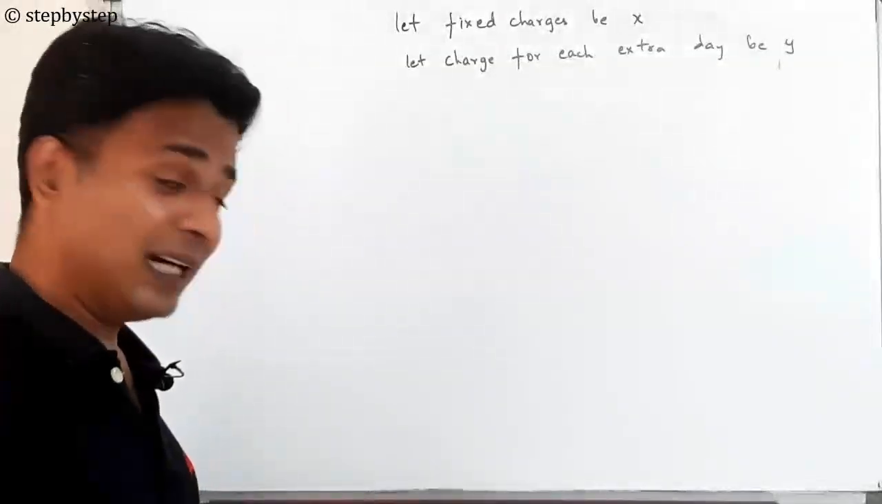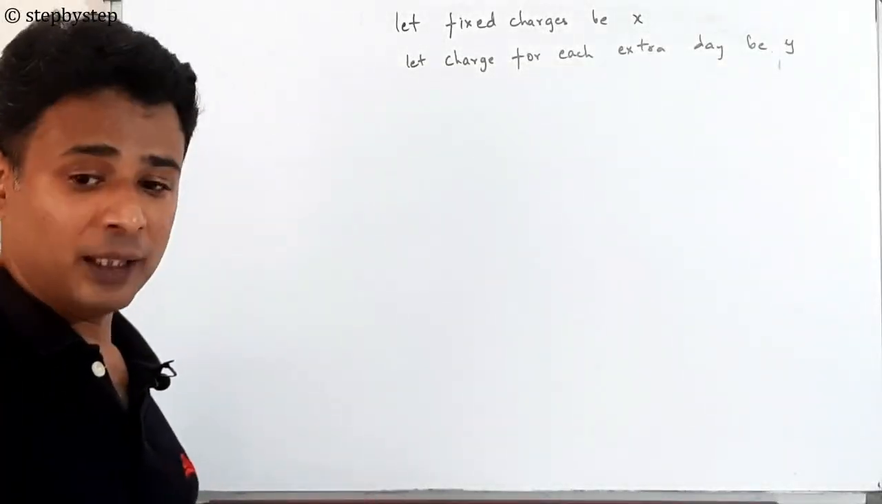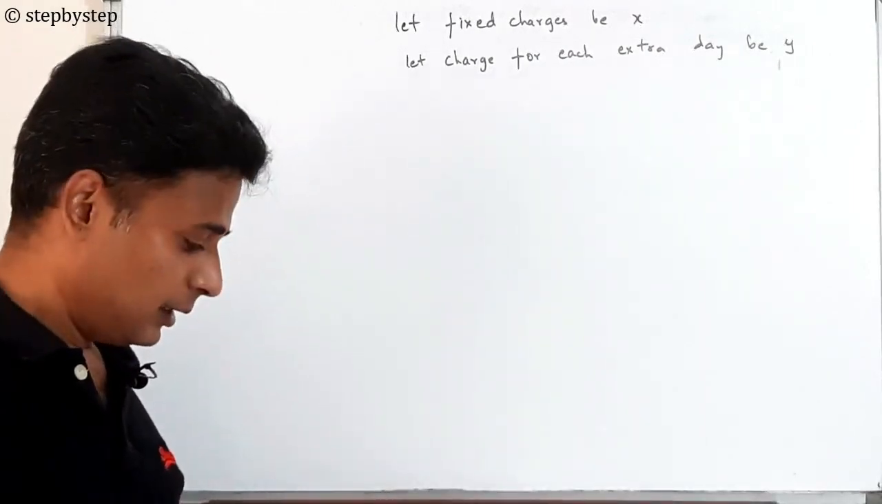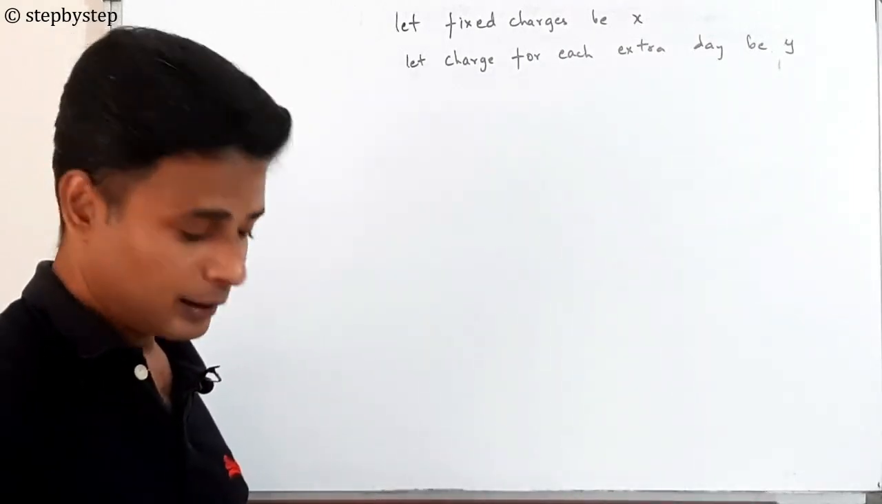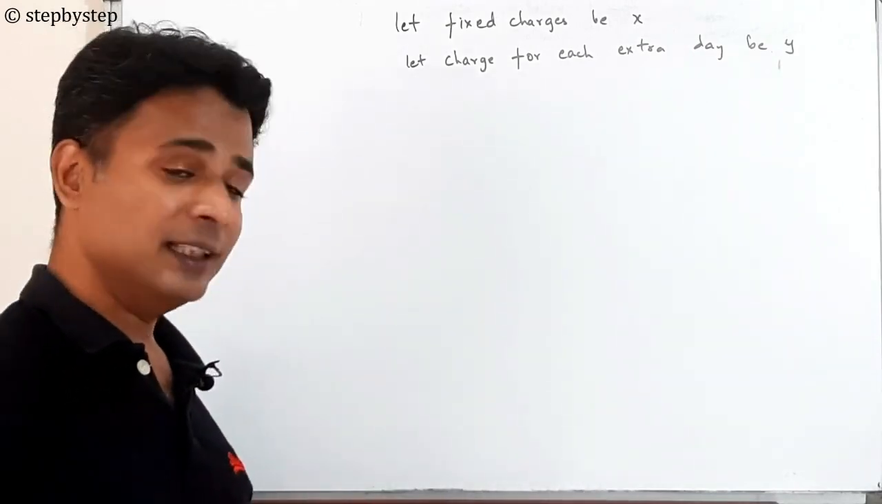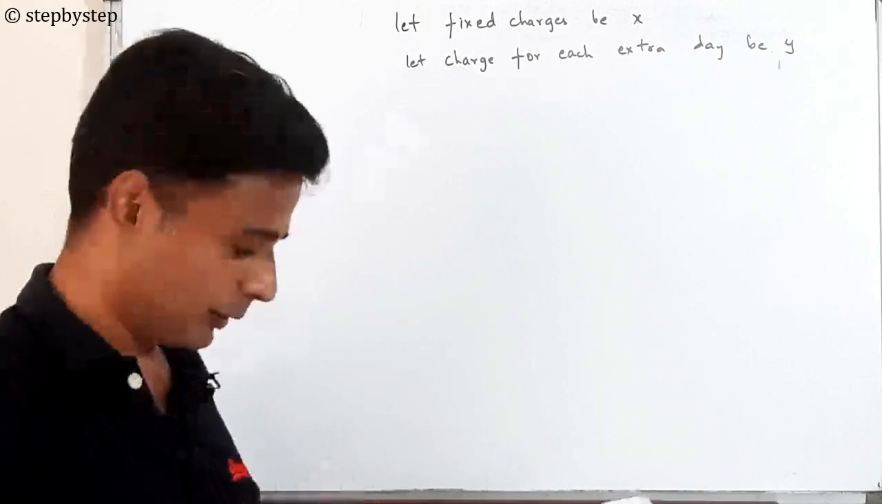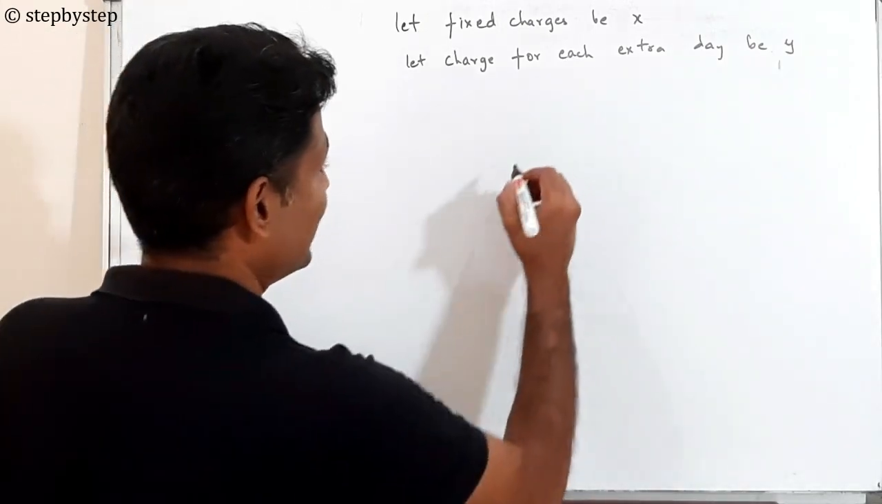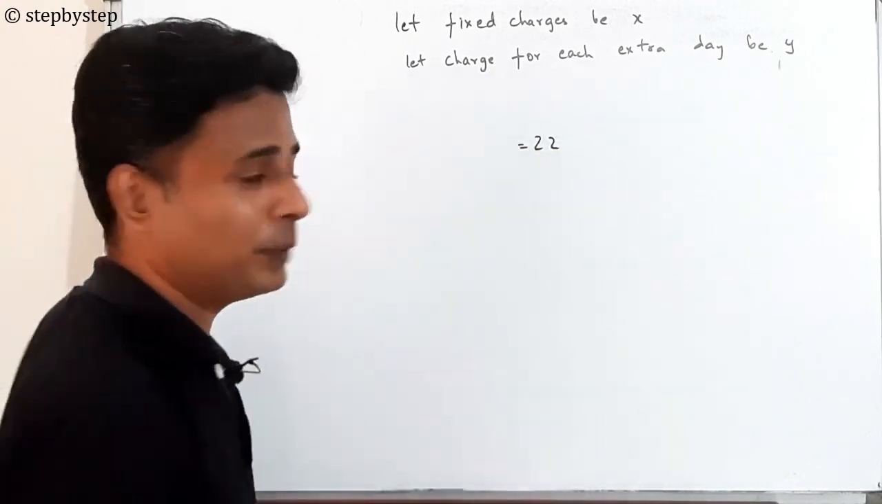Alright, the last question in the test. A shopkeeper rents books for reading. He takes a fixed charge for first 2 days and an additional charge for each day thereafter. Raj paid 22 rupees for 6 days. So first thing what they have told, Raj has paid 22 rupees for 6 days.